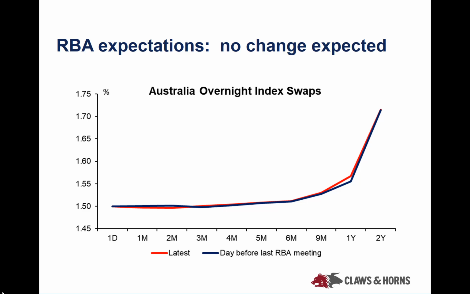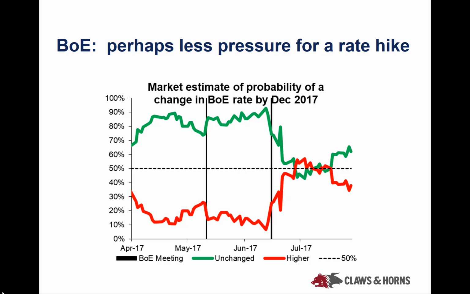I'd expect to see little change in the RBA's statement following the meeting, and for the currency to be little affected as well. Now, for the Bank of England, there's clearly a lot more debate about what people are thinking. Until the last meeting in June, the market had widely expected no change in rates this year, as shown by the green line here. However, after 3 members voted in June to raise rates, the market quickly priced in a 50-50 chance of a rate hike this year.